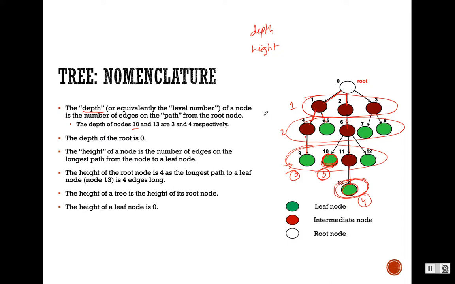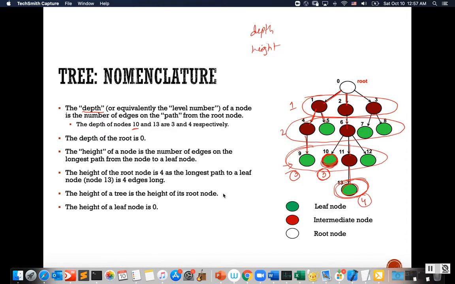All right, now another term is known as height. The height of a node is the number of edges on the longest path from the node to a leaf node. So the height means you are going to consider a node, and from that node you are going to find the longest path to a leaf node.